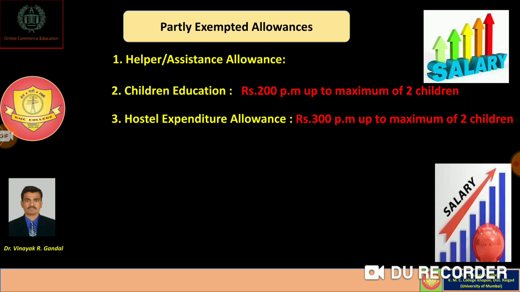Next allowance is hostel expenditure allowance, and it is exempted from tax up to rupees 300 per month up to a maximum of 2 children. So whatever amount of hostel expenditure allowance the employee is getting is to be considered, and whatever number of children the employee has is also to be considered, and rupees 300 per month up to a maximum of 2 children is allowed as exemption.